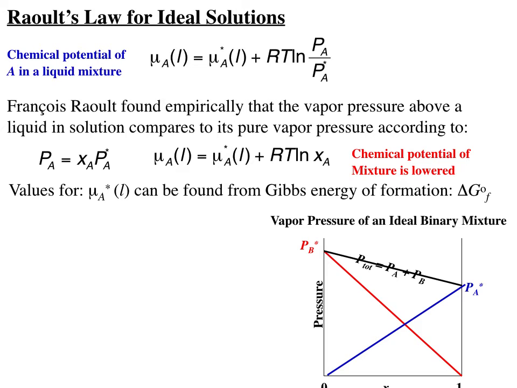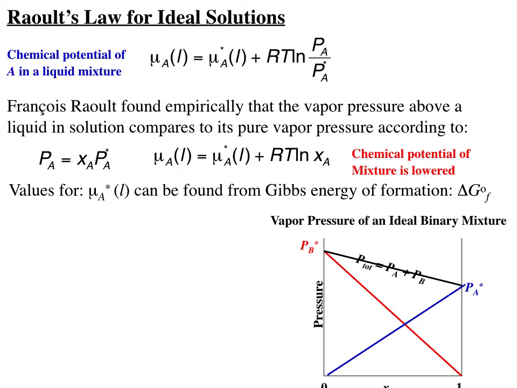So if XA is equal to 0, then of course there's no A present, and PA is 0. And as XA, the mole fraction, goes up to 1, PA becomes PA star. So there's a linear relationship between the vapor pressure of a component A above a mixture of A and B, and the mole fraction of A in that. And of course, since XA plus XB equals 1, I could oppositely plot that PB equals XB PB star on another axis, as you can see on the plot below.